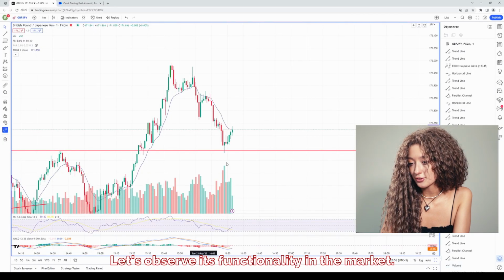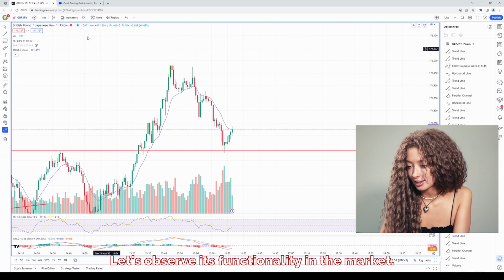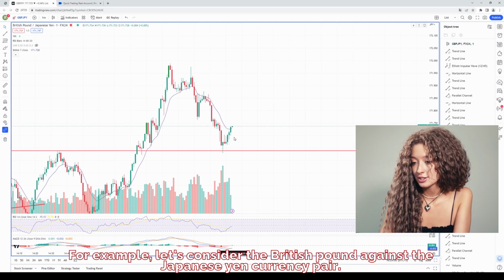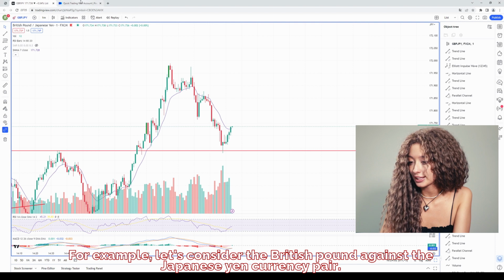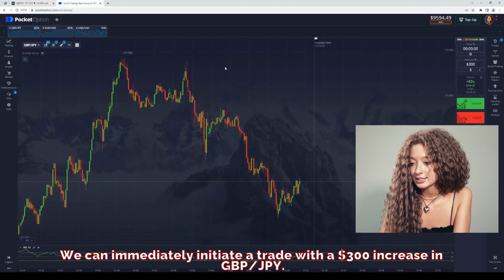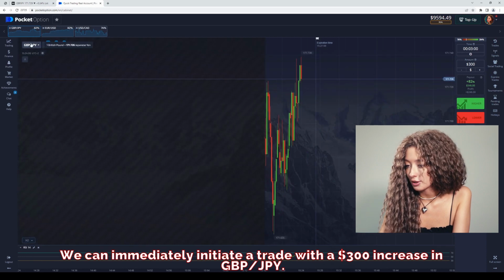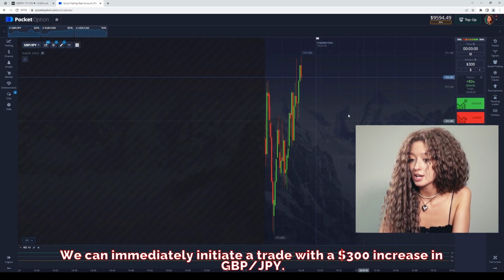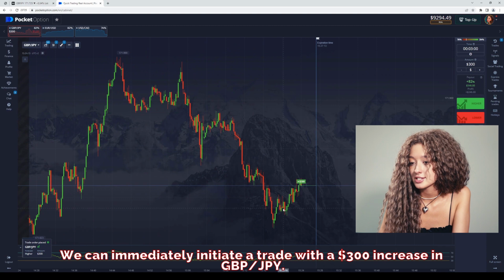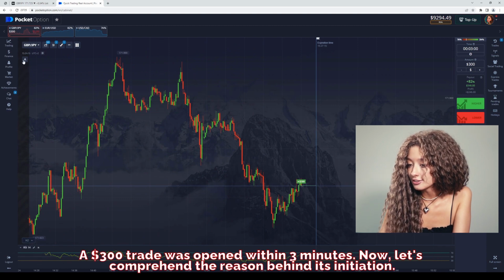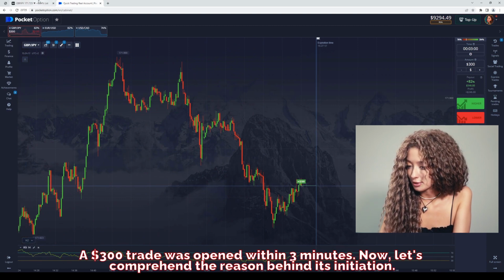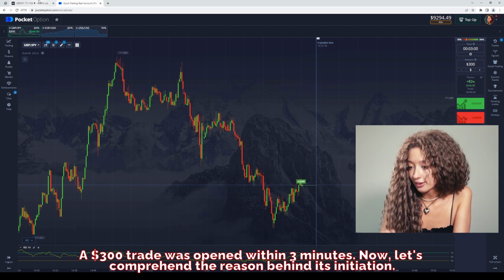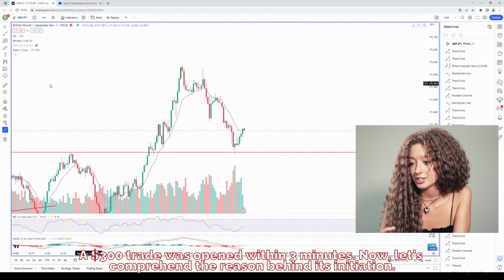So let's observe its functionality in the markets. For example, let's consider the British pound against the Japanese yen currency pair. We can immediately initiate a trade with a $300 investment in GBP/JPY. A $300 trade was opened within 3 minutes. Now let's comprehend the reason behind the entry.